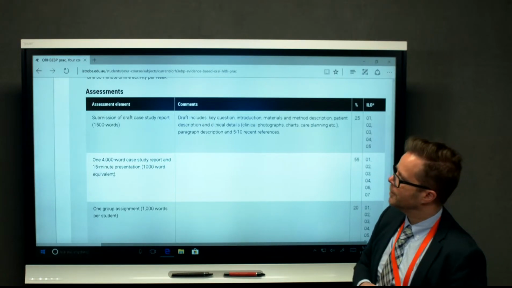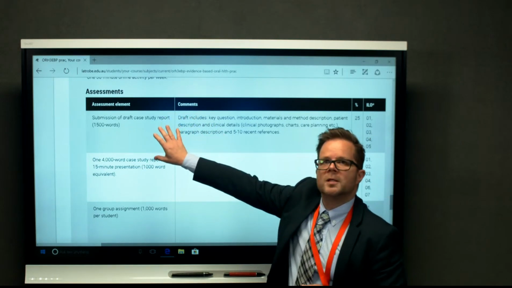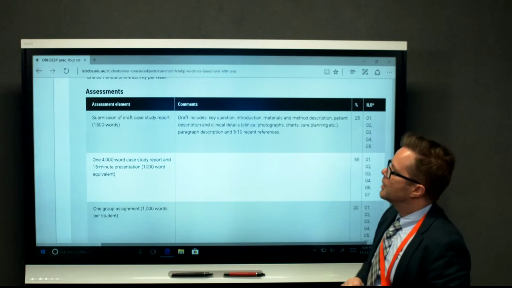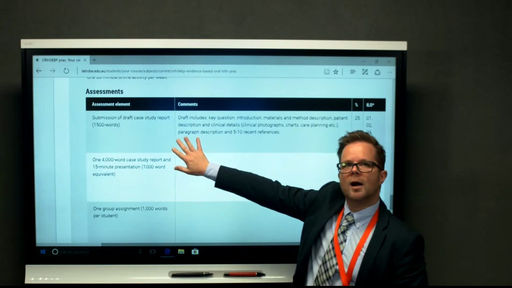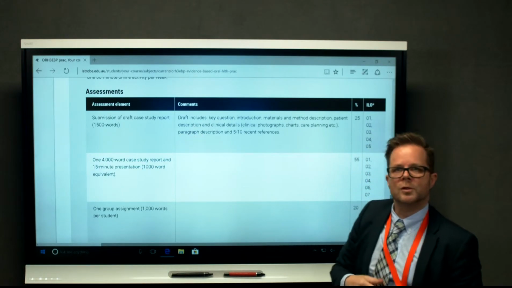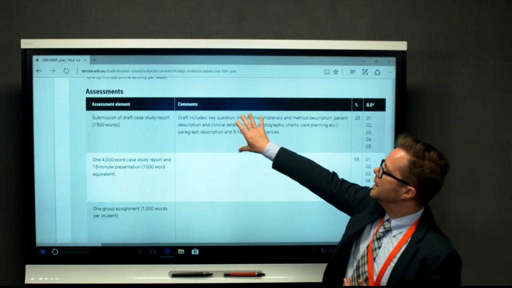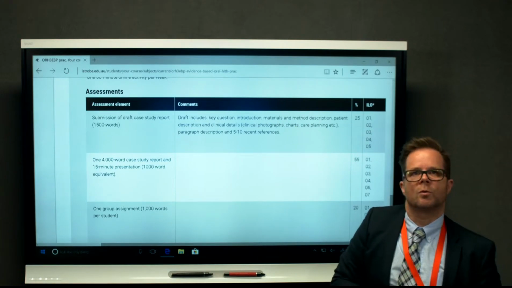As a formative part of working towards that case study, I'm going to get you to submit a draft of your case study report. So it'll be a much shorter written report. And here we've suggested what it is we want to see in there.